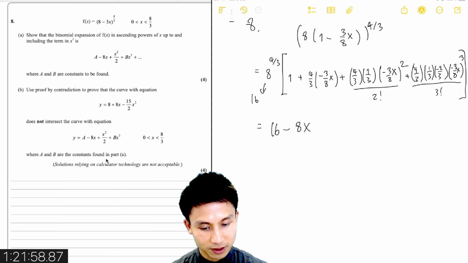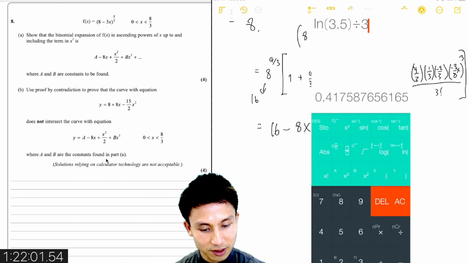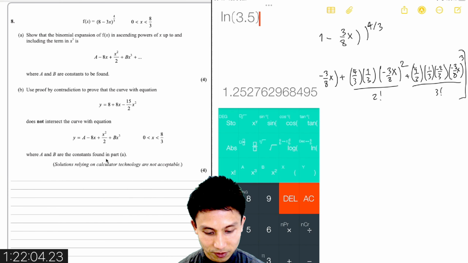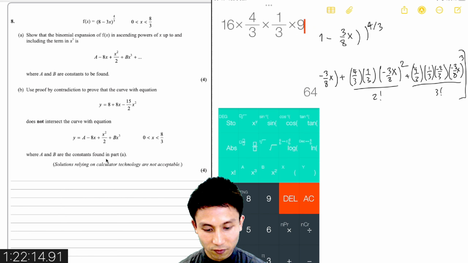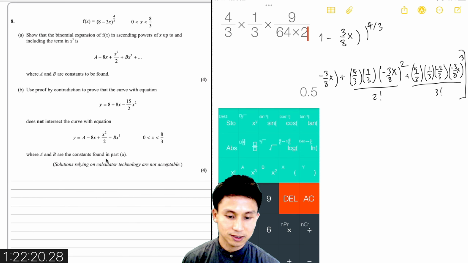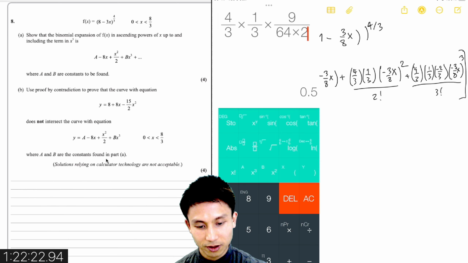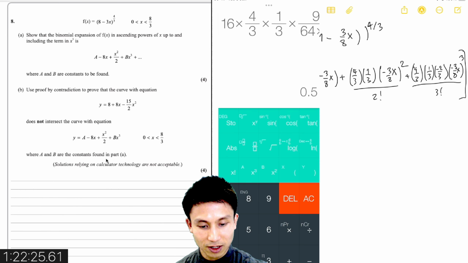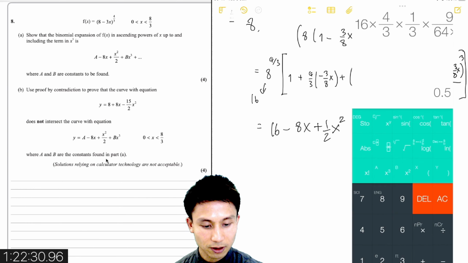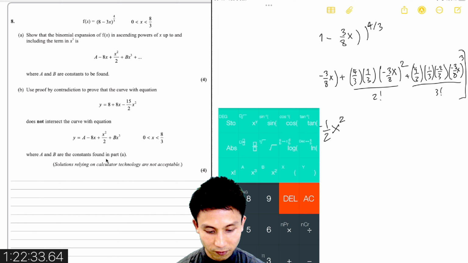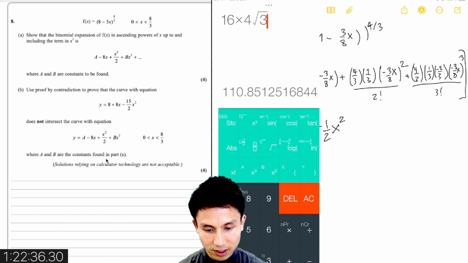Okay, so what about this? I need a calculator maybe, just to be safe. So the third term there would be 16 times 4 over 3 times 1 over 3 times 9 over 64, and then divide by 2 down there, so I do that. So that would be just 1 over 2. Okay, I already take into account the 16 outside, so that's 1 over 2 x squared.